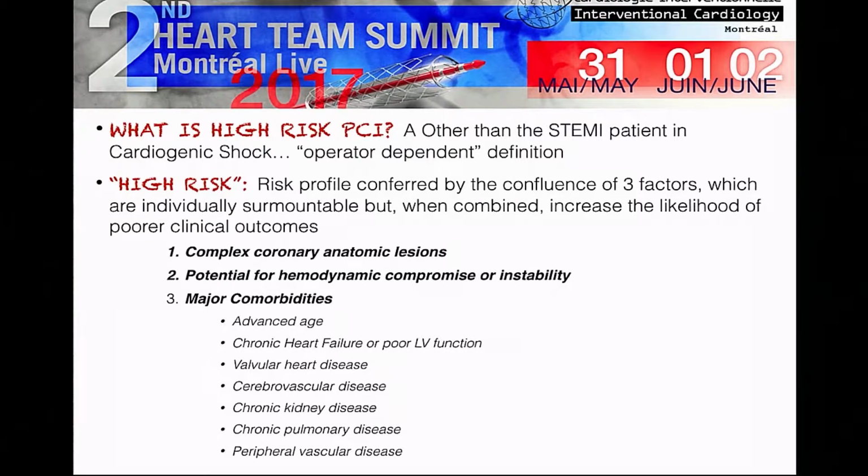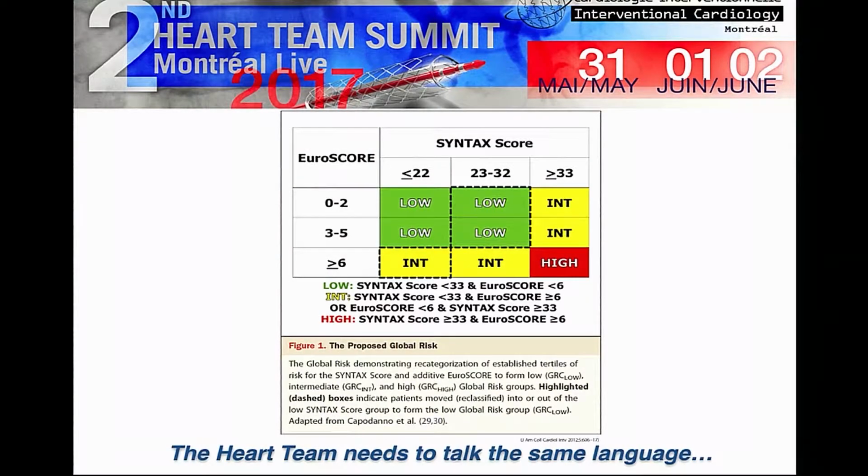So trying to put this into a concept, one could view high risk as a risk profile conferred by the confluence of three factors which are individually surmountable, but when combined, increase the likelihood of poorer clinical outcomes, not just immediately during the procedure, but also in hospital. When we think about that, you have to take into account the level of complexity of the coronary anatomy, the potential for hemodynamic compromise or instability during a percutaneous revascularization attempt, and also major comorbidities. So when you think about a heart team concept, we all have to talk the same language.